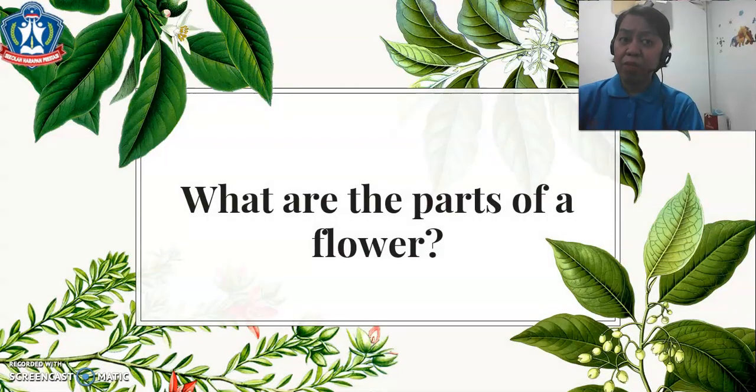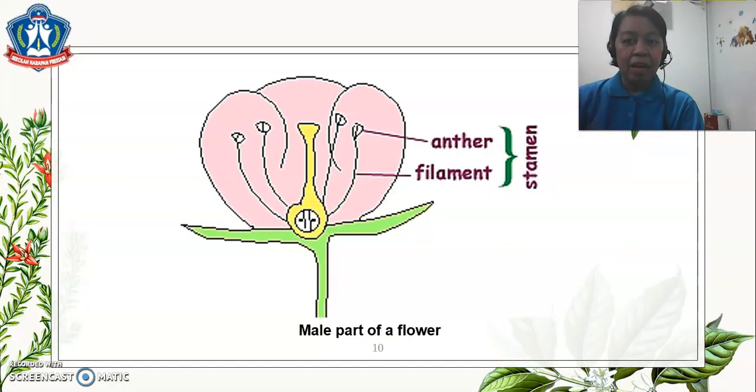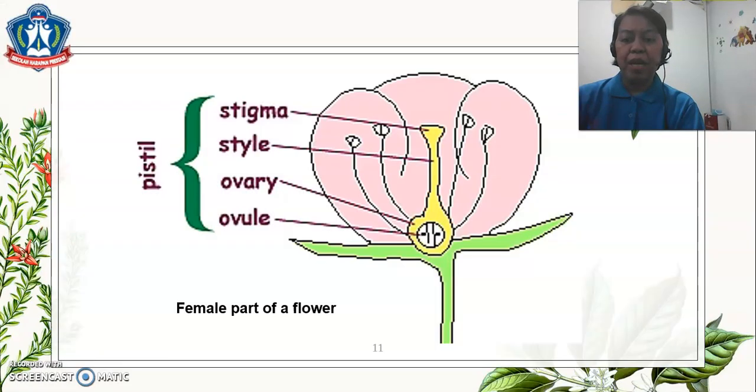What are the parts of a flower? Let's try to examine them. A male part of a flower is called the stamen, and it consists of the anther and filament. What about the female flower? The female part of a flower is called the pistil, and it consists of the stigma, style, ovary, and ovule.